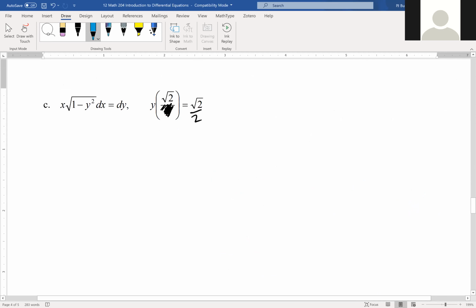All right, so let's take a look at that one. So we've already got x dx on the left. So if I just divide by the radical, that'll get us all y on the right.